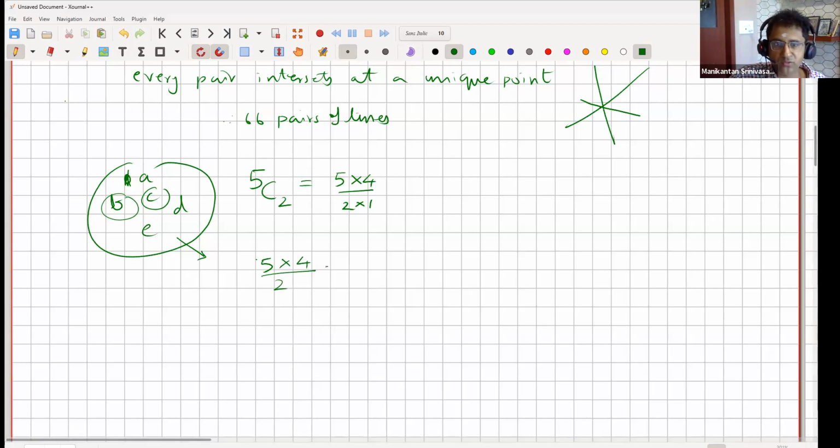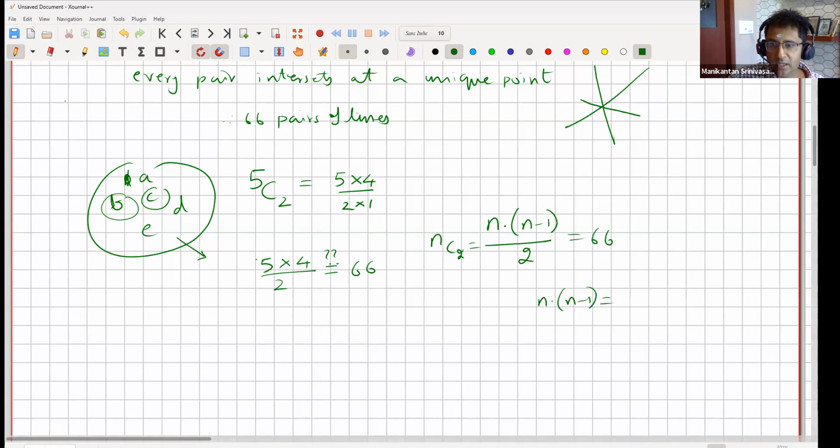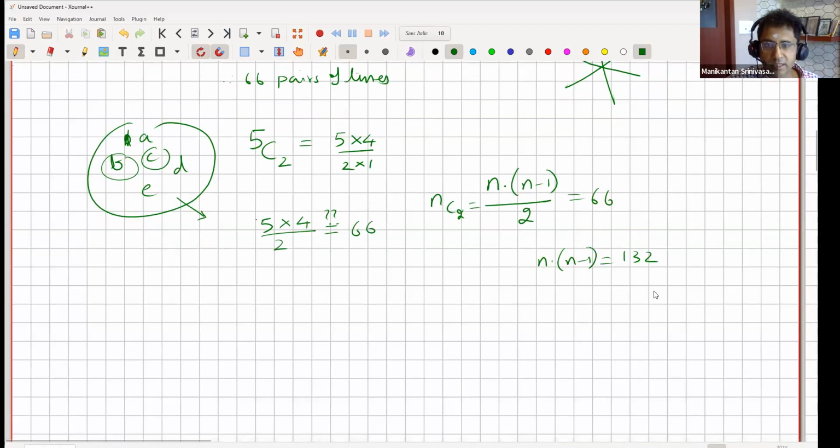But this 5 into 4 by 2, the number that we are seeking, it is not. It's just an example. So the number we are seeking, n, is such that n into n minus 1 by 2, or in other words, n choose 2, should be 66. Now, which is easy, right? n into n minus 1 is 132. So what are 2 successive numbers which multiply to 132?